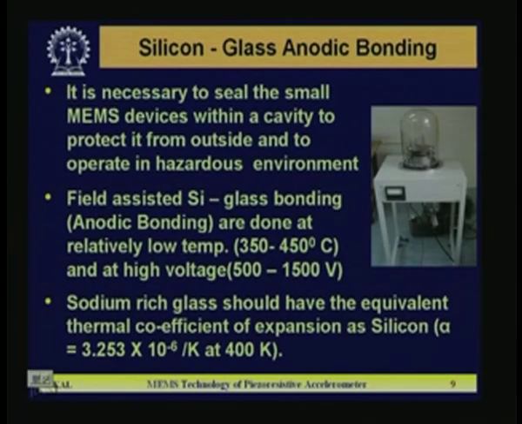Another point to be noted is the matching of the thermal expansion coefficient, which is also a problematic thing. Sodium rich glass should have the equivalent thermal coefficient of expansion as silicon, which is 3.253 × 10^-6 per K at 400 Kelvin. So, if you go for 400 Kelvin temperature during the bonding, the matching of the expansion coefficient is also important, because when you cool, the bonding regions will crack and the sealing will not be proper. So, these are the 2 points: one is the matching of the expansion coefficient and the other is the cleanliness of the surface of both glass and silicon where you are making the anodic bonding.